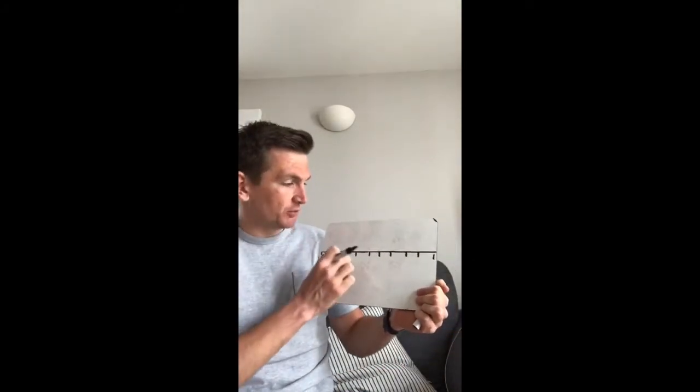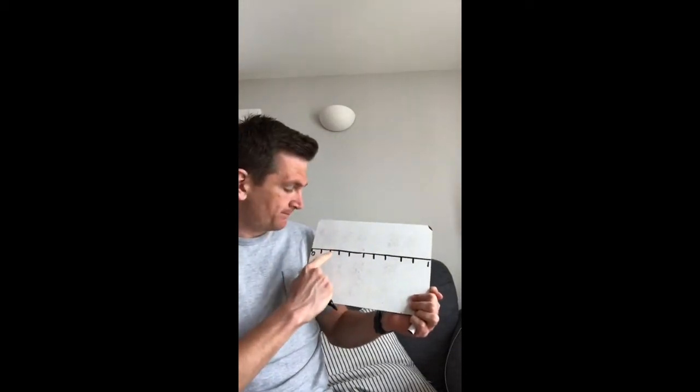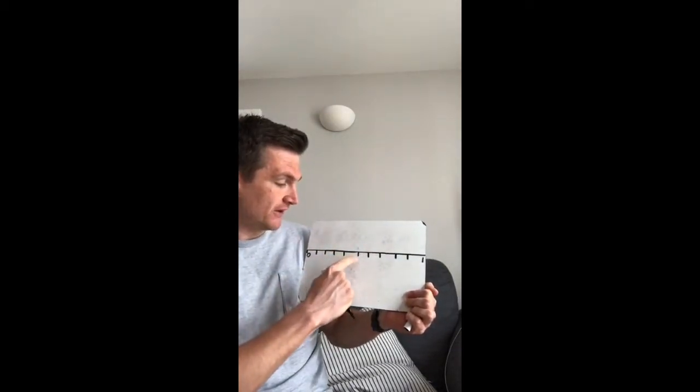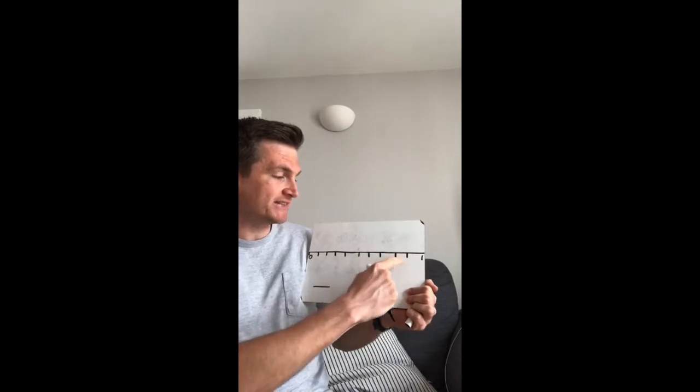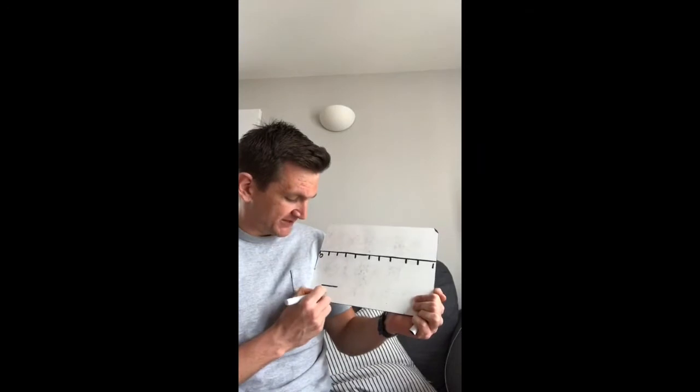Our fraction has a numerator and a denominator. Our denominator, the one at the bottom, is the amount of equal parts which make up our one whole. On my number line here, I've split the number line into 10 equal parts. So 1, 2, 3, 4, 5, 6, 7, 8, 9, 10 equal parts. Therefore, my denominator is going to be 10.